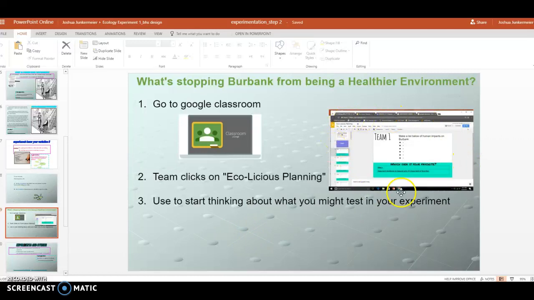If we haven't done this activity yet, where we work as a team and create a list, we will soon. Chances are you probably already have it. Your team may have already decided which variable you're going to test to see if it affects the environment.